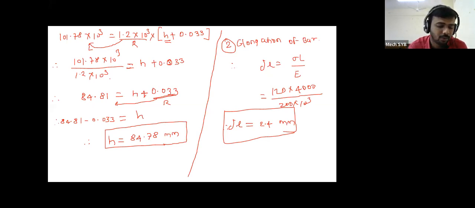Yes, everyone, have you understood the problem based on type number 3, impact loading conditions? Any problem?